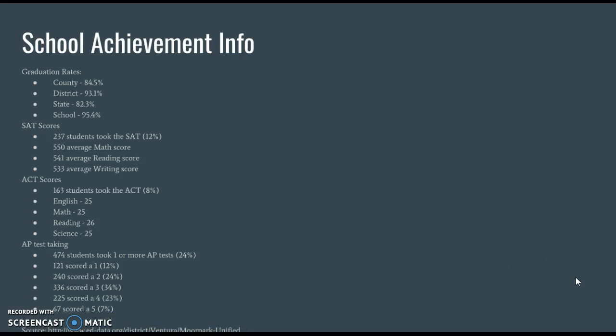So here is way more academic information than you would ever want. We have graduation rates, which are very good. They are almost 11% above the state level. The school is really good. It's even better than the district and the county. You have SAT scores. These are good. ACT scores. These are very good. AP scores. These are okay.